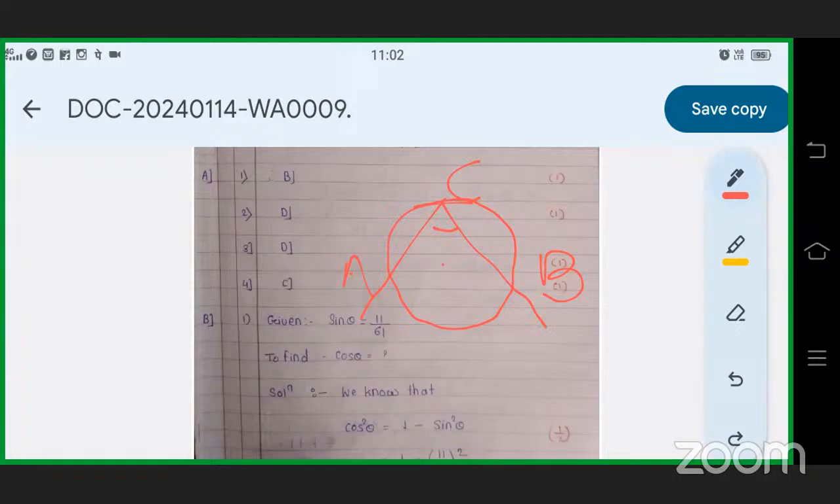Then we have to find out the measure of arc ACB. We know the measure of arc AB, and we know that the measure of a whole circle is 360 degrees. So 360 degrees minus 130 degrees gives 230 degrees, correct? Means here we easily get option D. D is the correct option, correct?